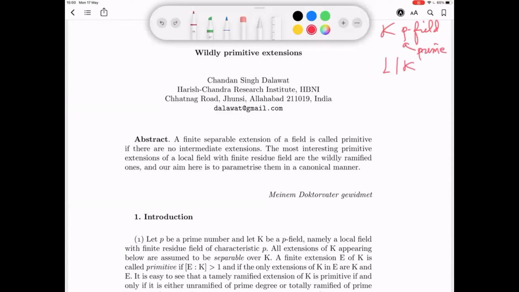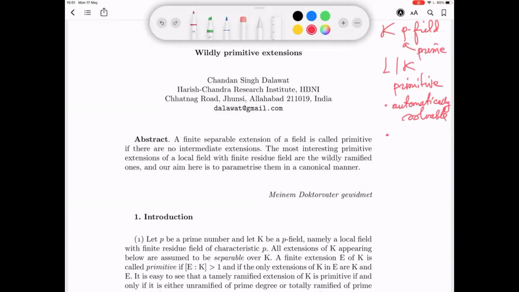We want to classify primitive extensions L over K, right? Now, one of the things we have seen is that any separable extension of a P field is automatically solvable, right? That's one of the things we have seen.